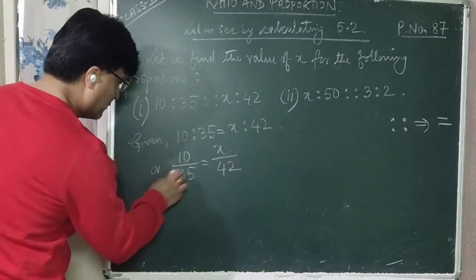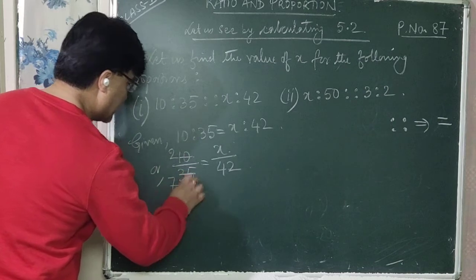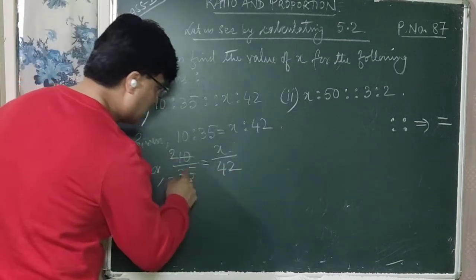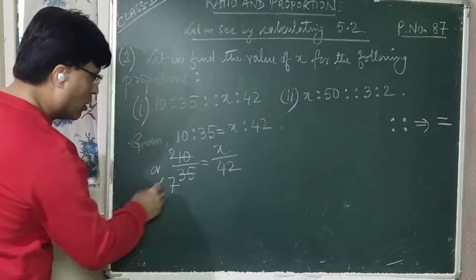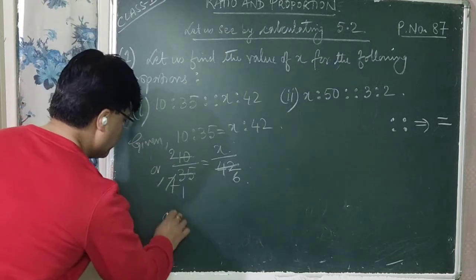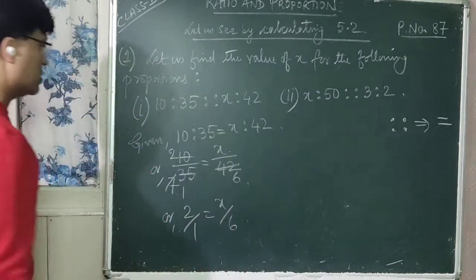So here 10 and 35 can be cancelled. 5 2s are 10, 5 7s are 35. So this is an equation; from both sides in the denominators we have a common factor out here. 7 1s are 7, 7 6s are 42. So 2 upon 1 is equal to x upon 6.